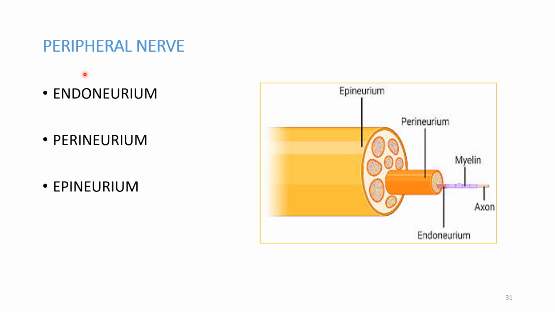Now coming to the peripheral nerve. You see this cross section of the peripheral nerve. So what is a nerve? It is formed by a compact bundle of axons located outside the central nervous system. So what is a nerve actually? It is formed by a compact arrangement of bundles of axons, and it is located outside the central nervous system.